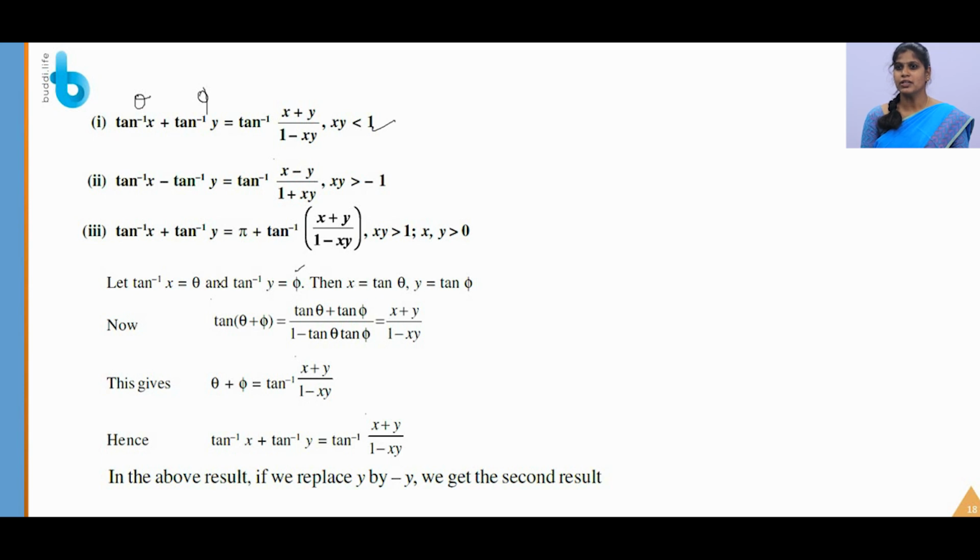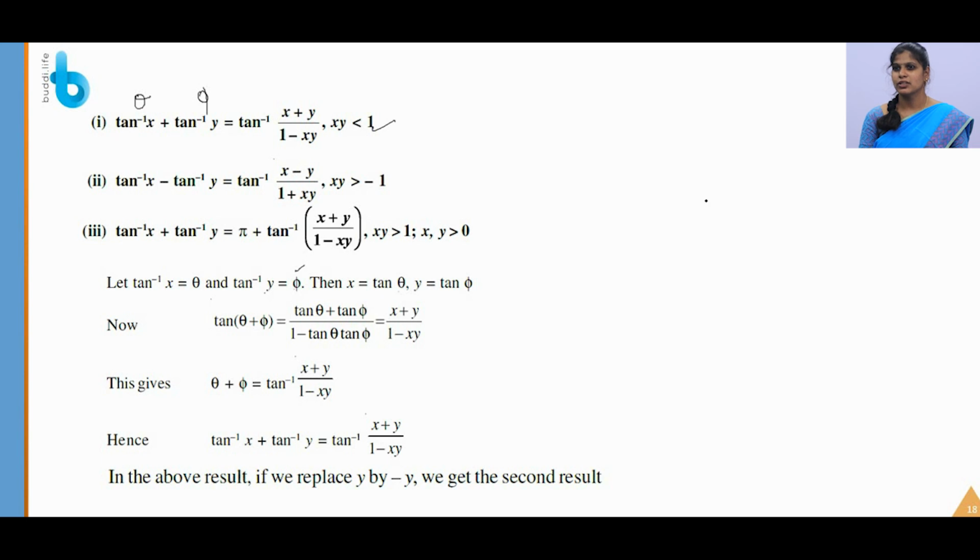Then what happened? Tan inverse of x equal to theta means x equal to tan theta, right? So x equal to tan theta. Tan inverse of y equal to phi means y equal to tan phi. Okay, so tan of theta plus phi, you have an identity in trigonometric functions, right? The same thing we will use: tan of theta plus phi equal to tan theta plus tan phi divided by 1 minus tan theta tan phi.